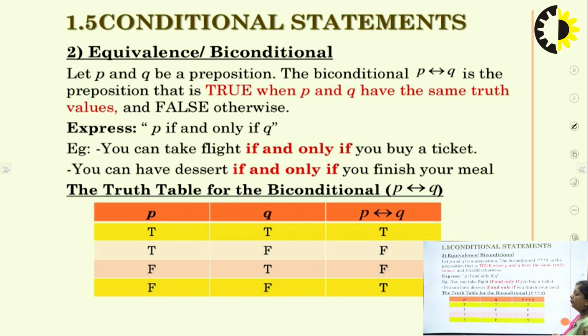Now talking about the equivalence or biconditional statement. Let P and Q be two propositions. The biconditional statement is represented by this bidirectional arrow. This is the proposition that is true when P and Q have the same truth values. Otherwise it is false. We express it as P if and only if Q. Let's take an example. You can take a flight if and only if you buy a ticket, or you can have a dessert if and only if you finish your meal.